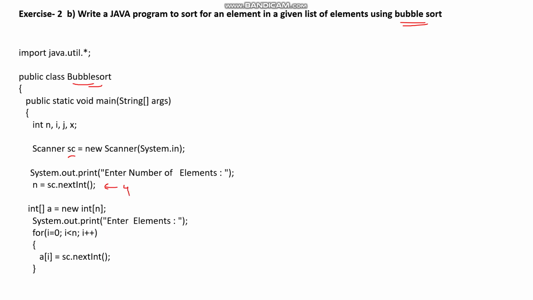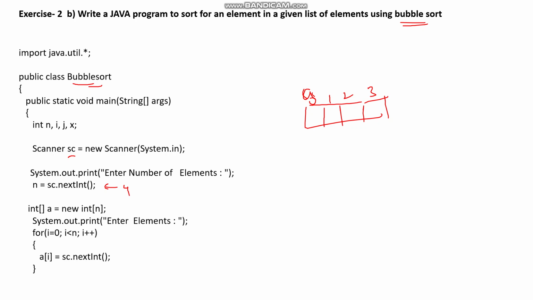Next, integer a equals new integer of n. What is the n value? 4. Meaning now the array a size is 4 elements, so it is accepting 4 elements. Next, System.out.print: enter elements. We are asking the user, please enter these elements here.